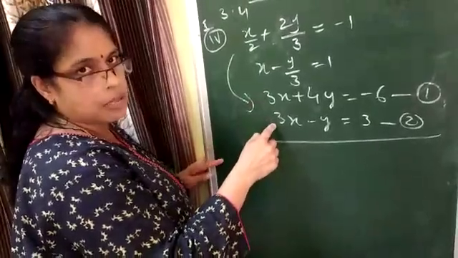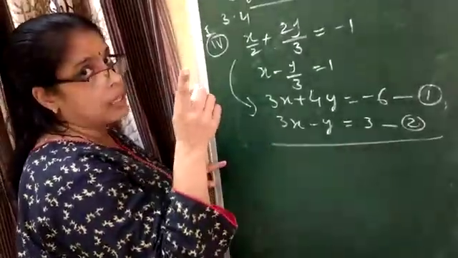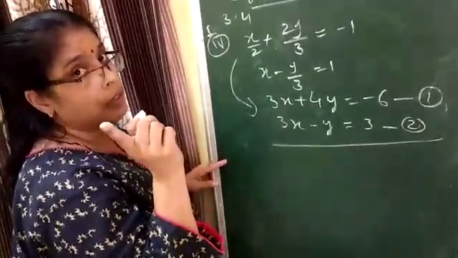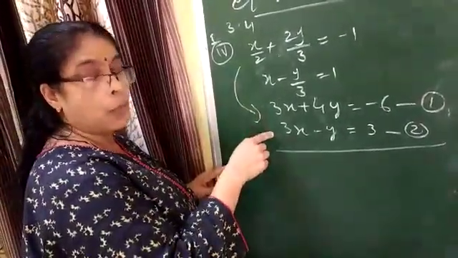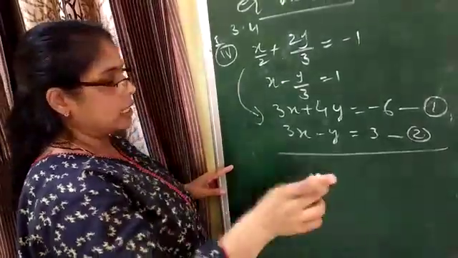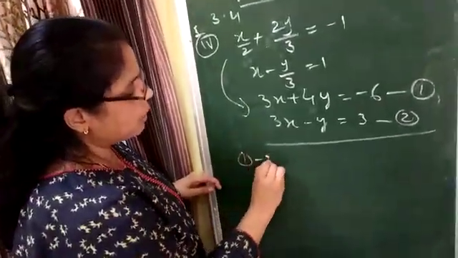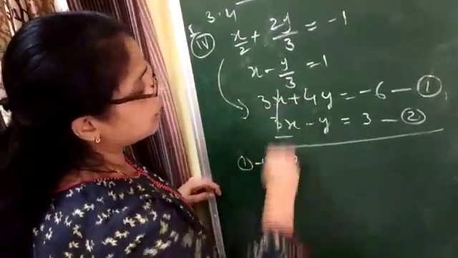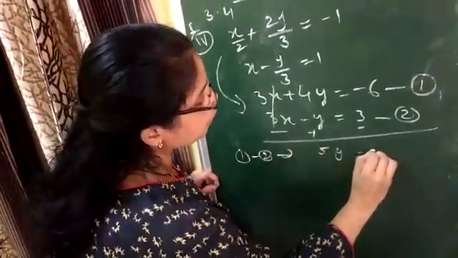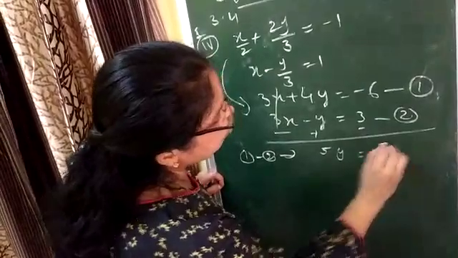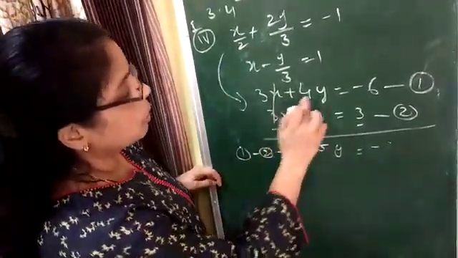Both are having the same sign. If they are having the same sign, which operation is done? Say subtraction. If they are having opposite signs, which is to be done? Addition. That means 1 minus 2 gives, this is getting cancelled, 5y is equal to minus 1.